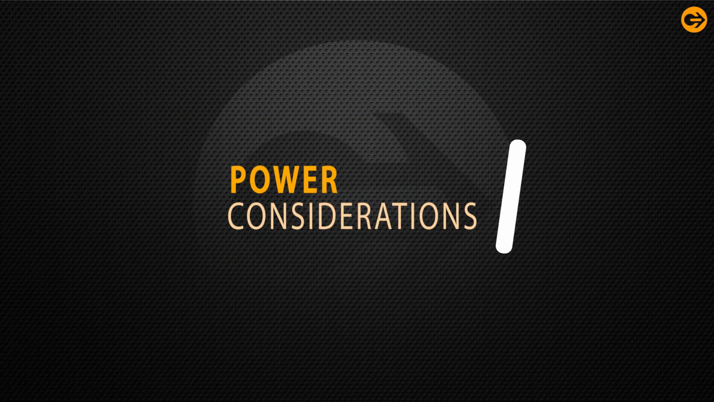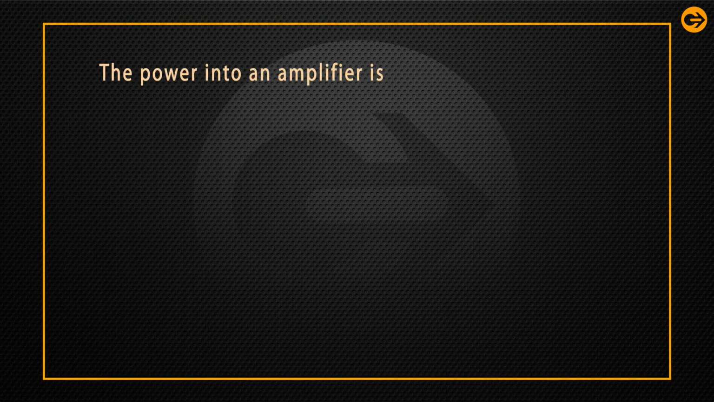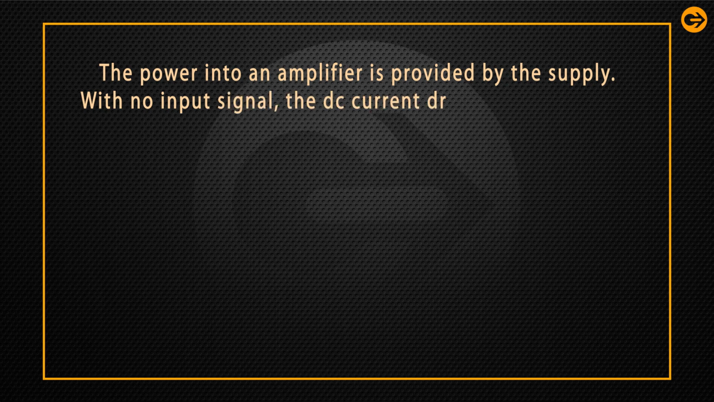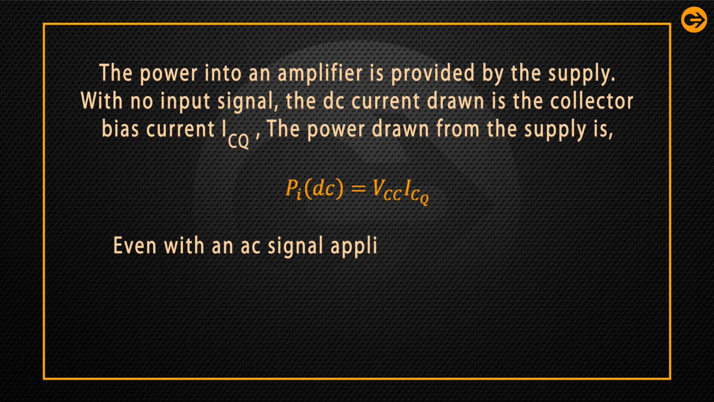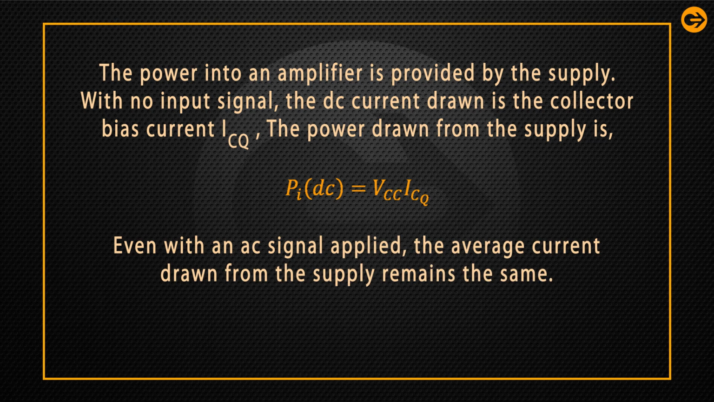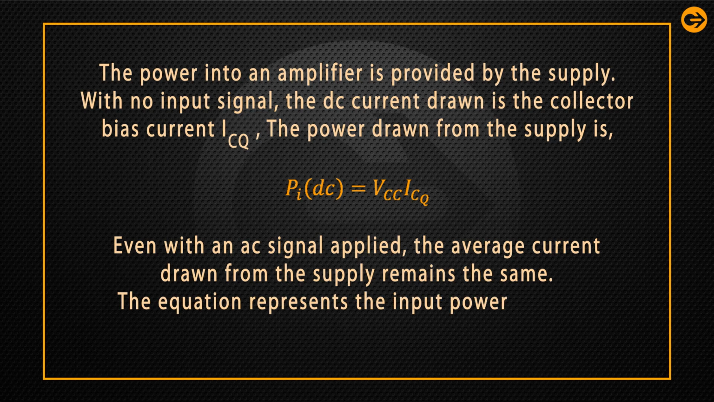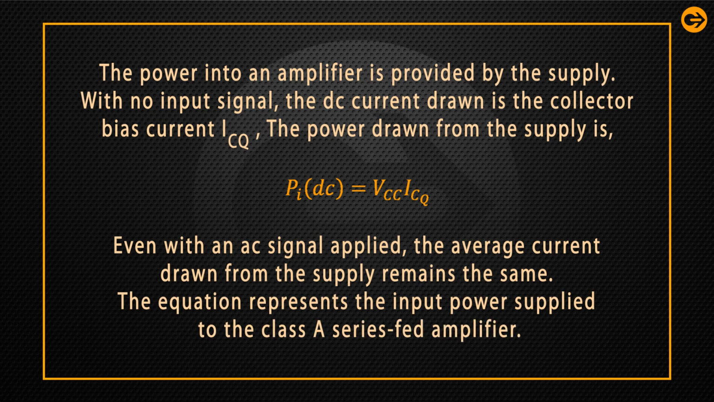Power considerations. The power into an amplifier is provided by the supply. With no input signal, the DC current drawn is the collector bias current ICQ. The power drawn from the supply is Pi(DC) equal to VCC times ICQ, and this is equation 4. Even with an AC signal applied, the average current drawn from the supply remains the same. The equation represents the input power supplied to the Class A series fed amplifier.